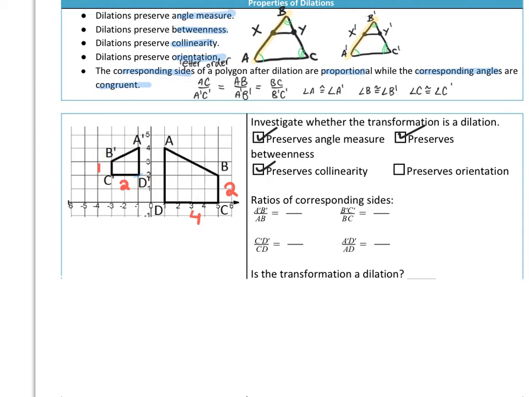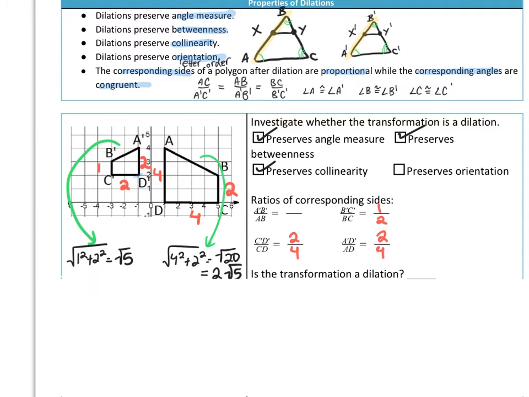Let's look at our corresponding sides. It's easy to find the lengths of BC, CD, B prime C prime, and C prime D prime, and also of AD and A prime D prime. For my remaining side, I really need to use the Pythagorean theorem. So now that I've used the Pythagorean theorem to find those side lengths, I can write that ratio as the square root of 5 over 2 square root 5. And of course, all of these ratios that I've written are actually equal to 1/2. So all of the characteristics of a dilation hold true for this example. So I would say yes.